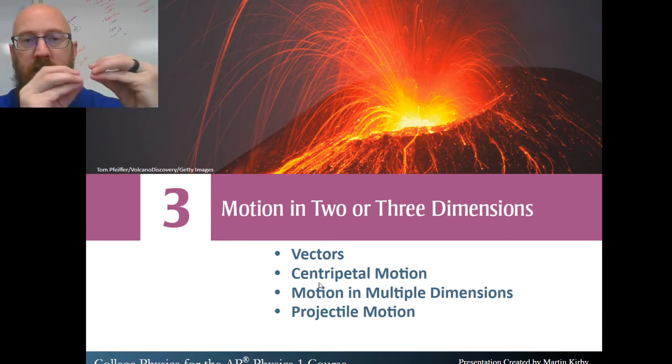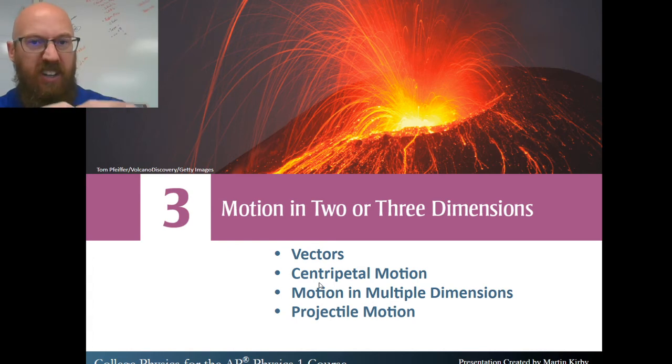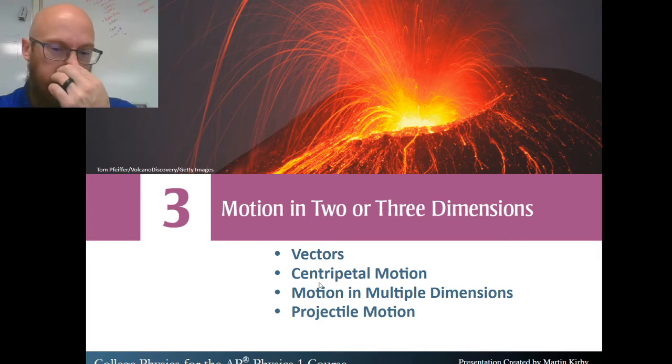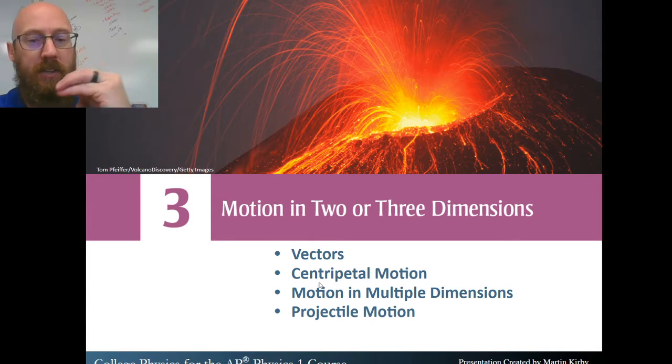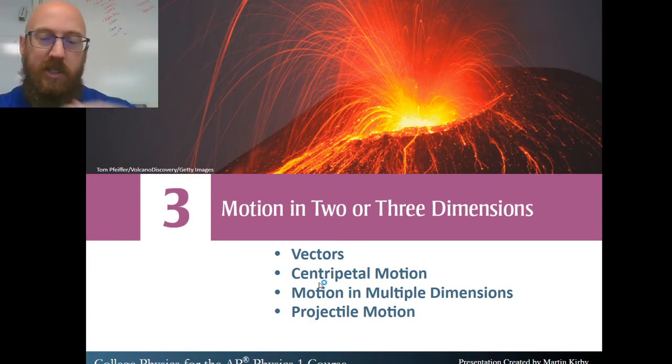Motion in 2D will probably be the majority of your work. 3D, not so much, but we'll get to that idea. So we'll go through vectors, centripetal motion, multiple dimensions, and projectile motion. Projectile motion is one of the sections that people find the most difficult, but I think the key comes back to vectors and understanding that pretty much everything can be broken down in an XY plane, and that should help a lot of people focus in on their efforts.